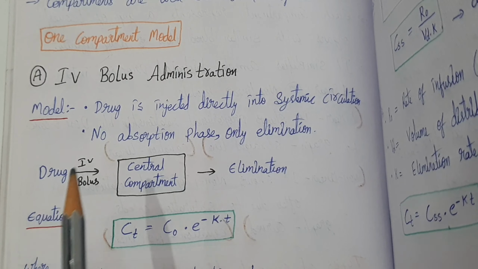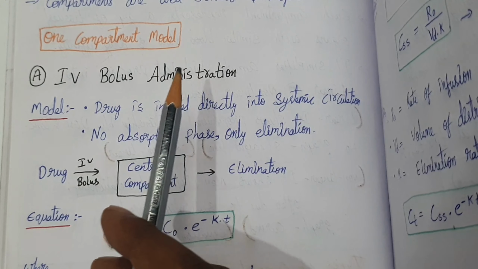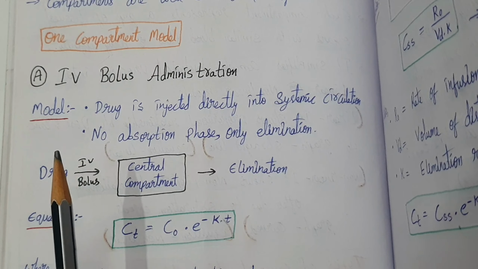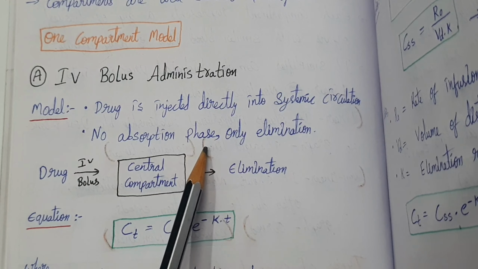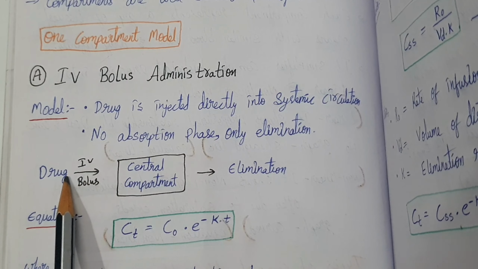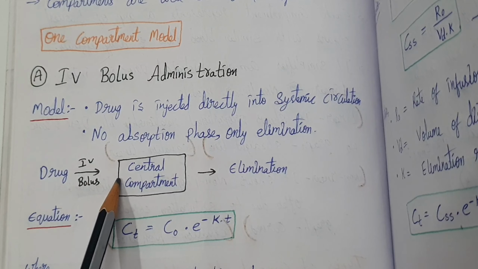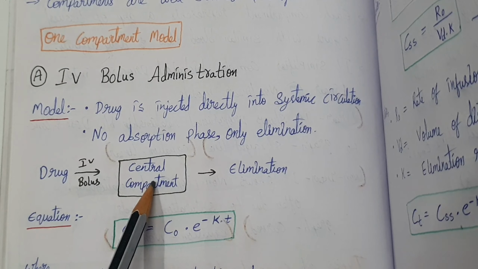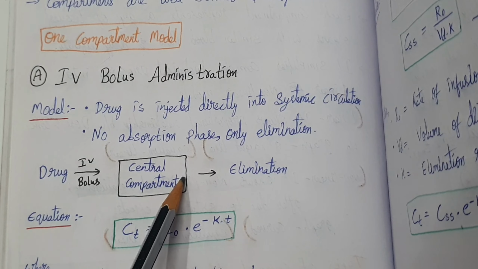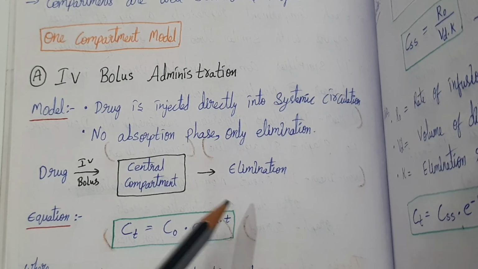Let's break down the one compartment model, starting with IV bolus administration. Here the drug is injected directly into the bloodstream. So there is no absorption phase, only elimination takes place. Here is the model. You can see the drug in the form of IV bolus is injected into the central compartment. There is no absorption because it is directly injected, and elimination from the central compartment takes place.